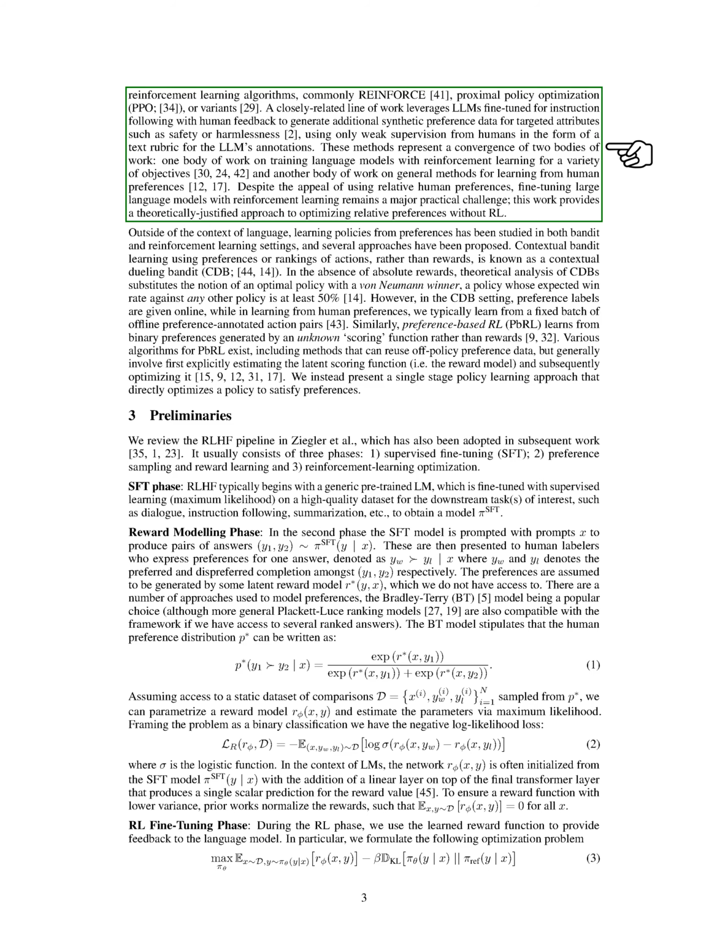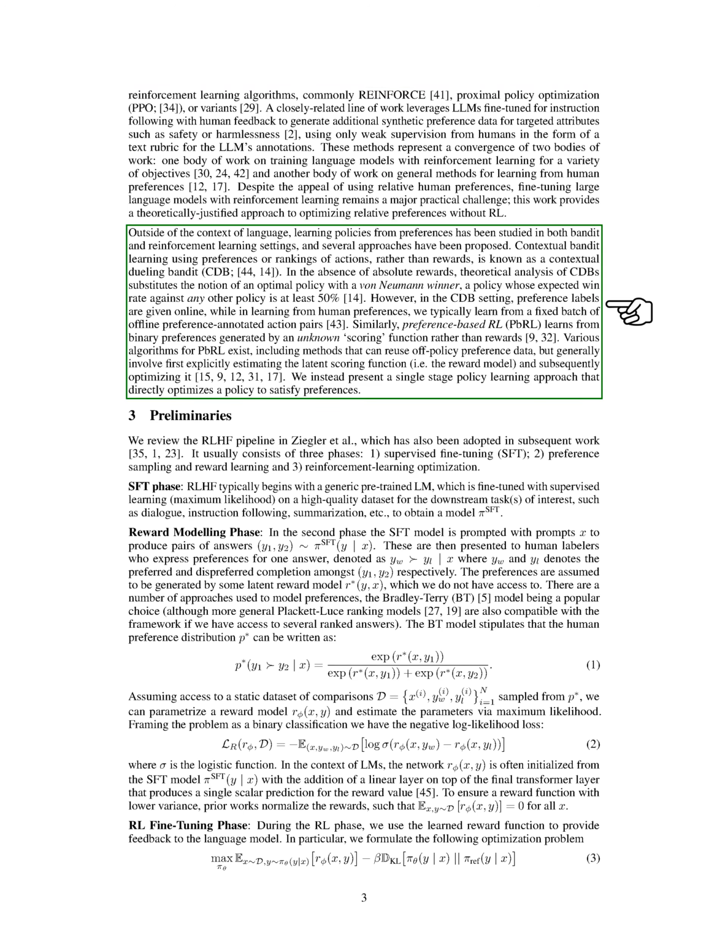A closely related line of work leverages LMs fine-tuned for instruction following with human feedback to generate additional synthetic preference data for targeted attributes such as safety or harmlessness, using only weak supervision from humans in the form of a text rubric for the LLM's annotations. Despite the appeal of using relative human preferences, fine-tuning large language models with reinforcement learning remains a major practical challenge. This work provides a theoretically justified approach to optimizing relative preferences without RL.